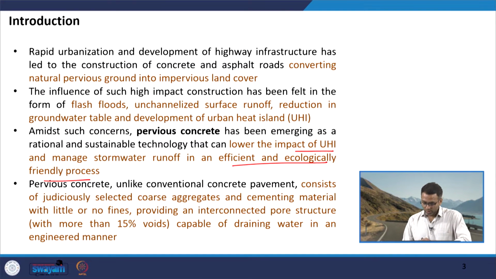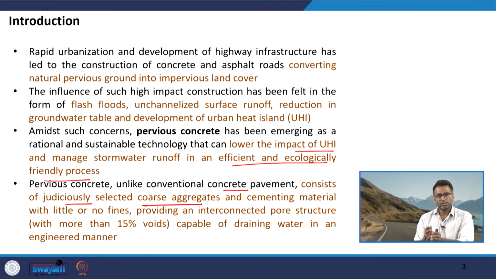So, how do we define pervious concrete? What are the characteristics of pervious concrete? Pervious concrete, unlike the conventional concrete pavement or the pavement quality concrete about which we have discussed, consists of judiciously selected coarse aggregates. So, the pervious concrete structure or skeleton usually does not contain fine aggregate. It may contain some, depending on the desirable properties which we want in the final mix, but typically it is made up of a coarse aggregate skeleton.